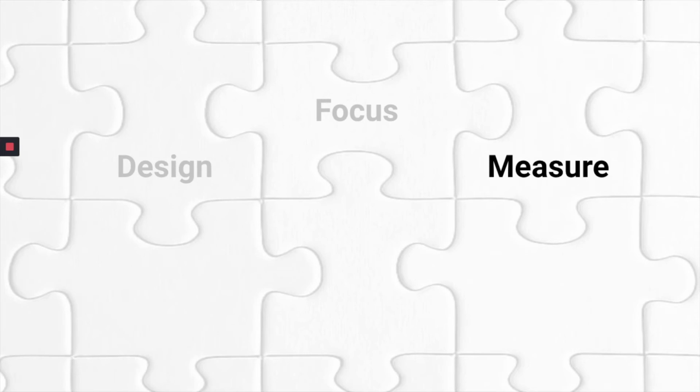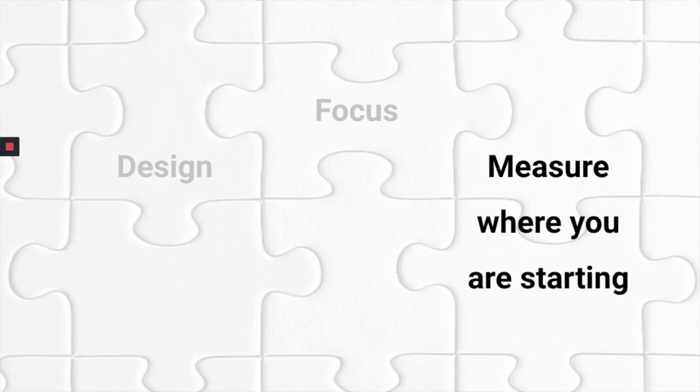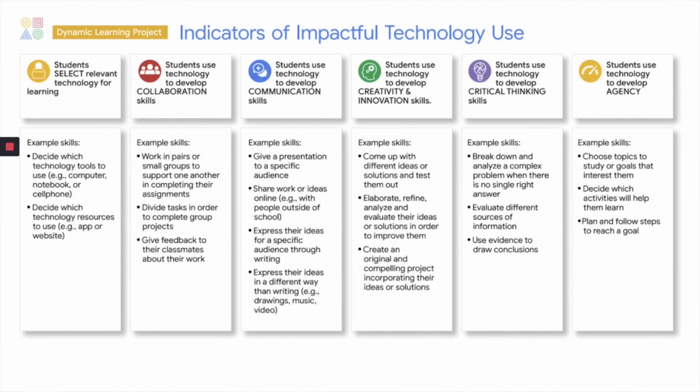So the Dynamic Learning Project and Google certified coaching, they measure the starting point using what they call the Indicators of Impactful Technology Use, or ITU. My understanding is this comes from the work of Digital Promise. And there are 6 different indicators of impactful tech use: students being able to select their technology, collaboration skills, communication skills, creativity, innovation, critical thinking, and agency.